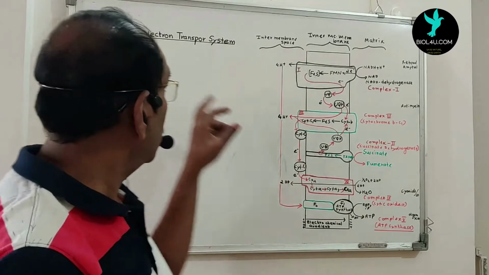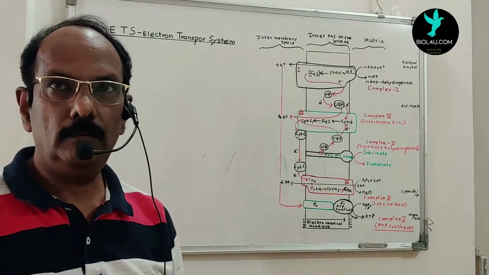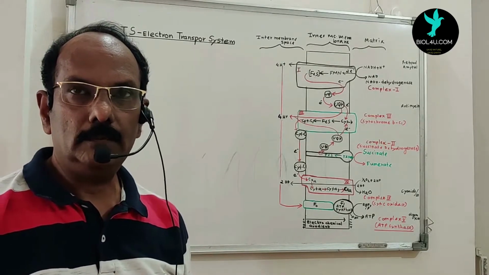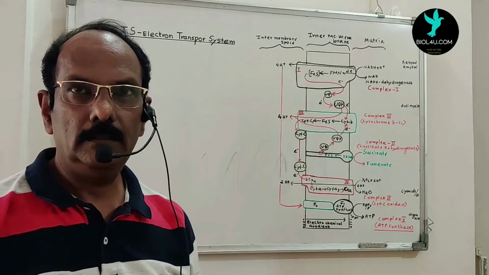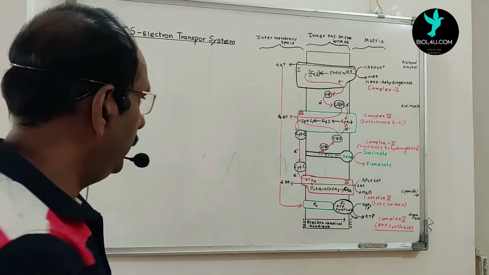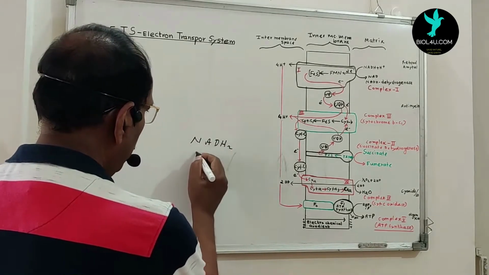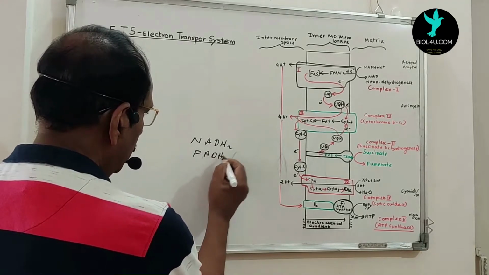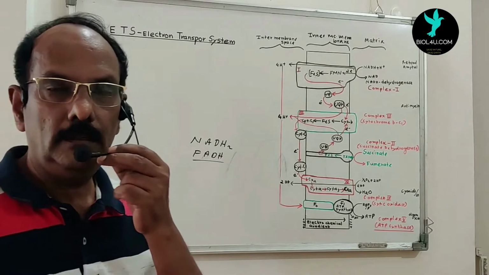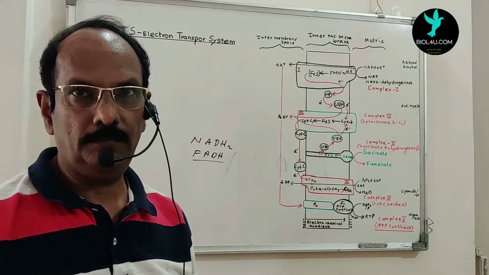This means electron transport system. So what is actually the electron transport system? What is the aim of this electron transport system? The aim of the electron transport system is to release energy. That energy is stored in the NADH2 and FADH2, that is, nicotinamide adenine dinucleotide and FADH2. The energy stored in the NADH2 and FADH2 is released during this electron transport system. So that is the main aim of this electron transport system.